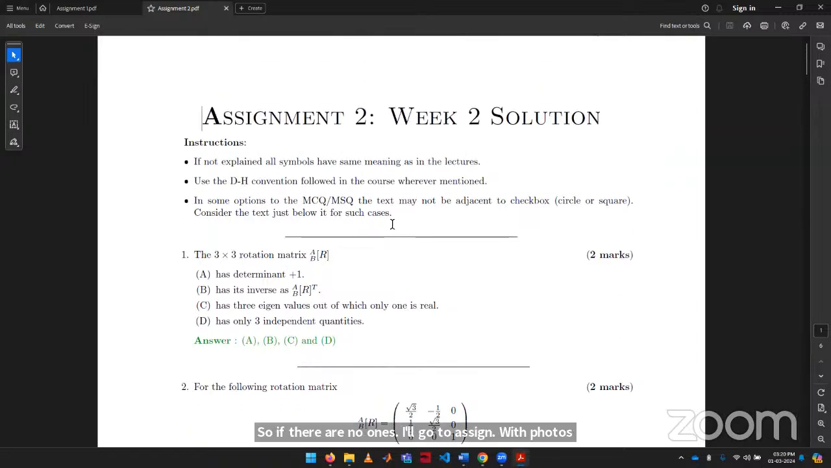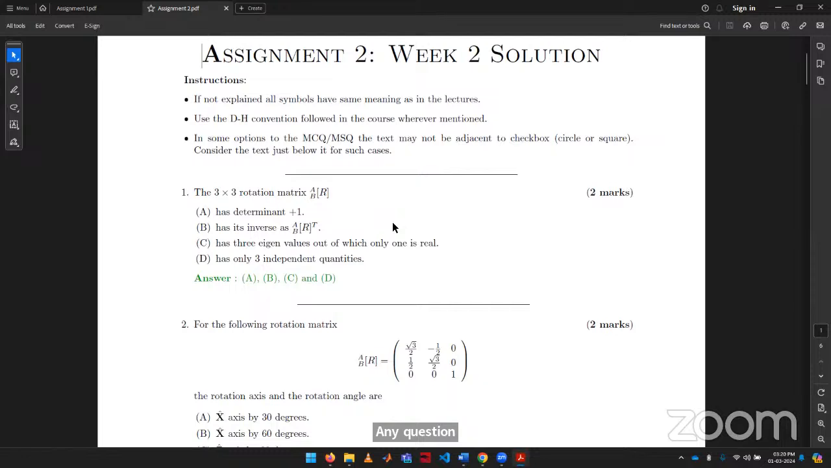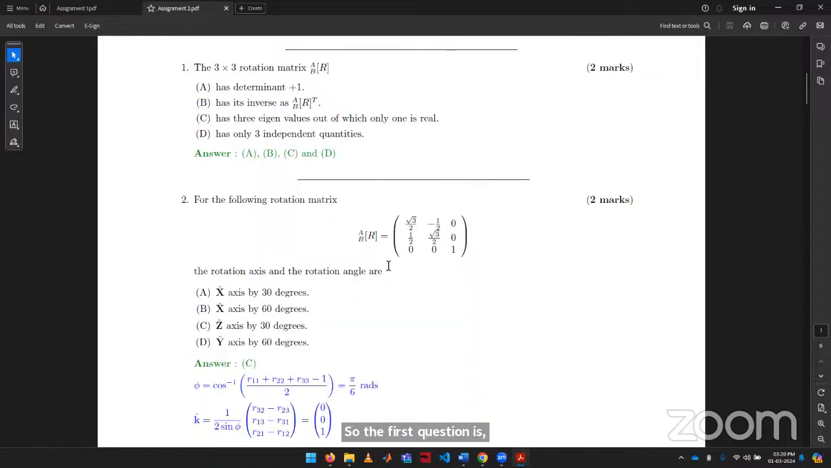So I'll start with assignment 2. The first question is very simple. Yes, the determinant should be +1. The inverse is R transpose. There are 3 eigenvalues, and there are only 3 quantities which are independent in the 9 values present in the rotation matrix. These are all from the lectures.